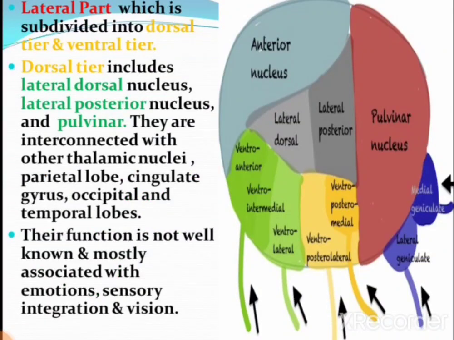Lateral part is subdivided into dorsal and ventral tier. So here we can see the dorsal and the ventral tier. The dorsal tier is again divided into lateral dorsal nucleus, the lateral posterior nucleus and the pulvinar. So these are the three parts of dorsal tier. They are interconnected with other thalamic nuclei, parietal lobe, cingulate gyrus, occipital and temporal lobes. Their function is not well known and mostly associated with emotions, sensory integration, and vision.